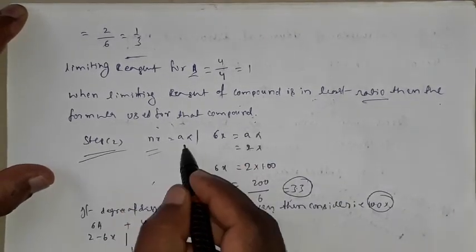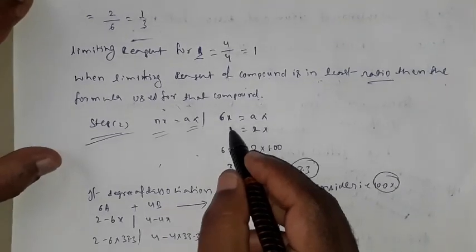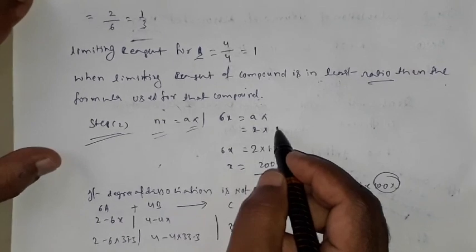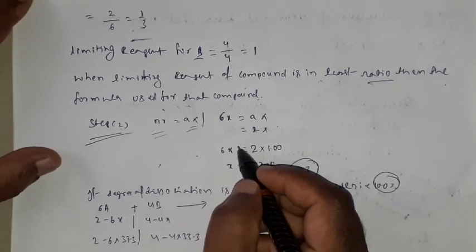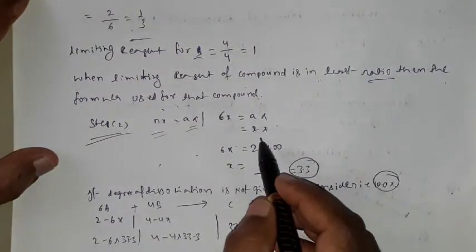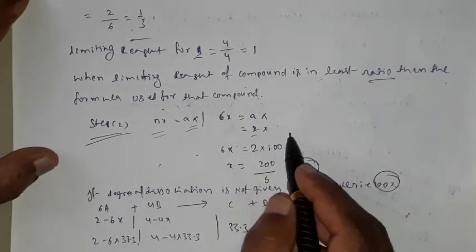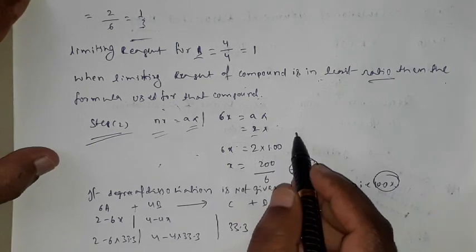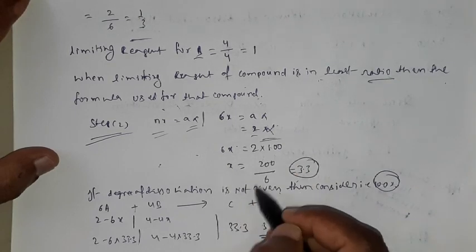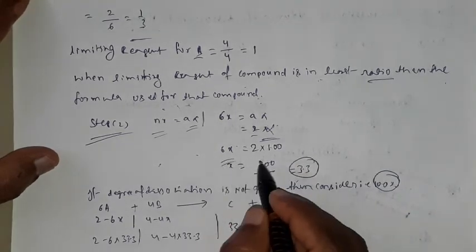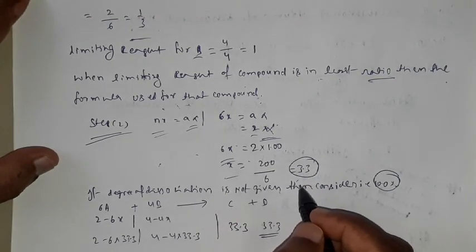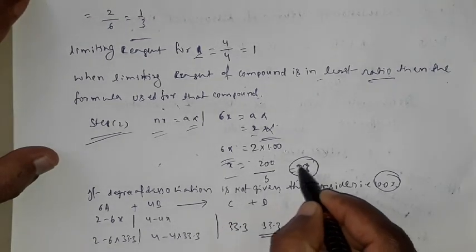step 2, nx equal to A alpha, 6x equal to A alpha. A is what here? 2. Alpha, how can you take? Alpha is 100%, you need to consider. So 6x equal to 2 into 100. So x equal to 100 by 6. Then 33 is the answer.